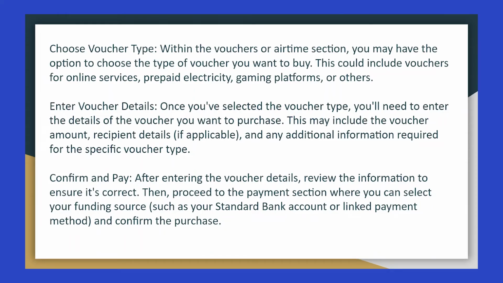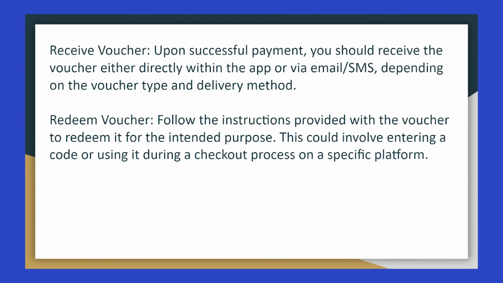After entering the voucher details, review the information to ensure it is correct. Then proceed to the payment section where you can select your funding source and confirm the purchase. Upon successful payment, you should receive the voucher either directly within the app or via email or SMS, depending on the voucher type and delivery method.